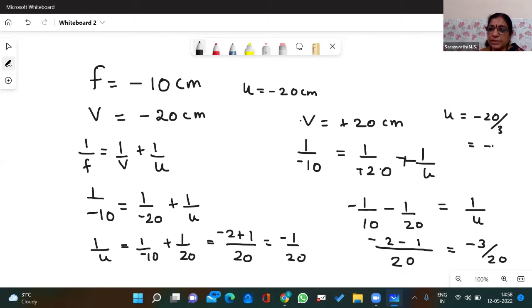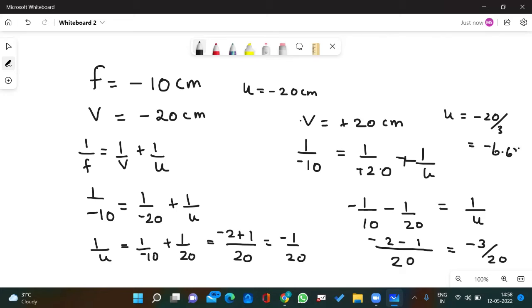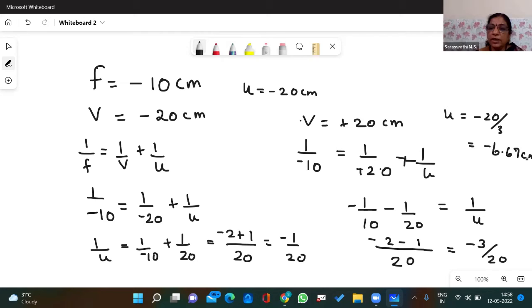6 point, 6.67. So can you interpret the position of the object here? Focal length is 10. So U is minus 6.67. So it is within the focal length, between P and F. So the image that you get will be a virtual erect and enlarged image. It will be a virtual erect enlarged image.